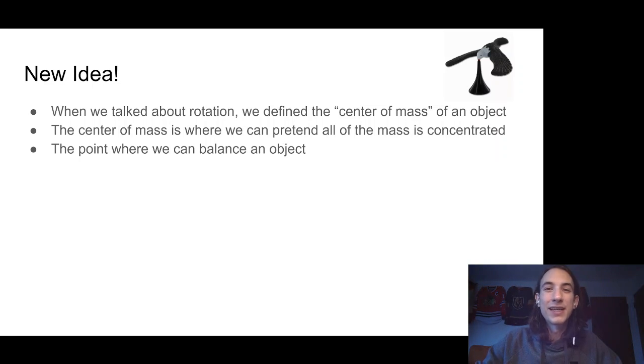But when we talked about rotation, that's where we defined the center of mass of an object. Because we said, okay, objects will balance at their center of mass. If you're forcing them away from the center of mass, that's where you get a rotation. So the center of mass is kind of where we can think about all of the mass being concentrated, where we could balance an object.